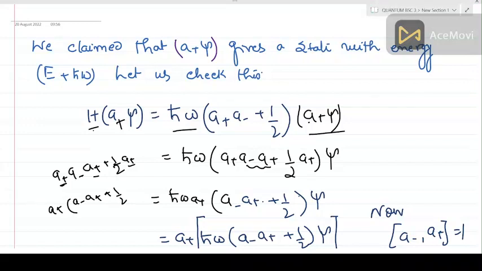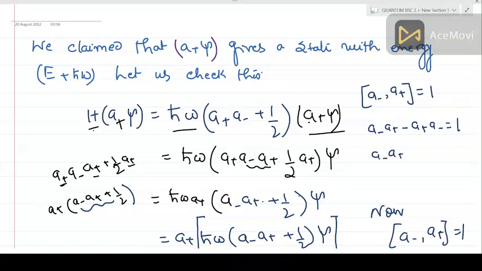So we are left with this. Now you have to evaluate this quantity, and you can make use of the commutation relation. The commutator, written in square brackets, of A minus and A plus is equal to 1. I will discuss the commutator algebra in detail later. So A minus A plus minus A plus A minus is equal to 1. So A minus A plus will be 1 plus A plus A minus.